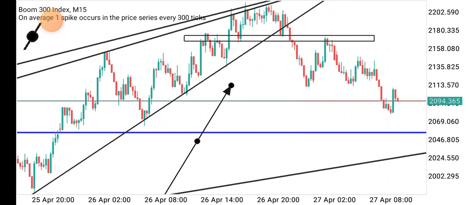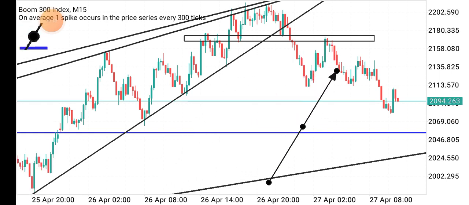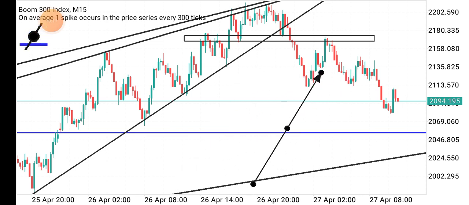So this is where I got my entry. My first entry was around this point, which gave me that profit I showed you at the beginning of this video. Then it pulled back, and you see I had another entry and I sold to this level. Now somebody might ask, why did I have to take my profit around this point?